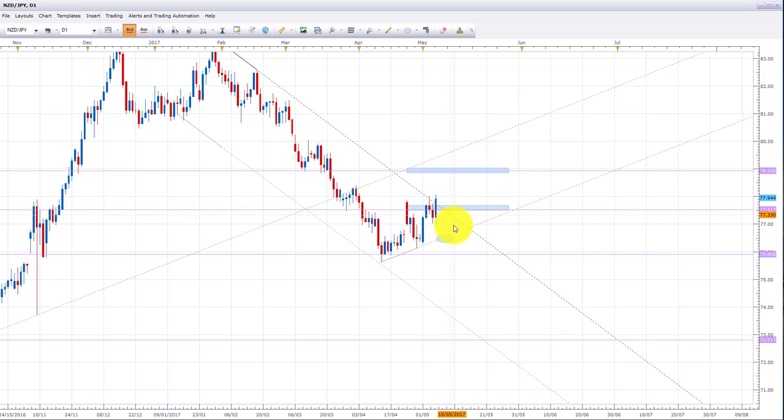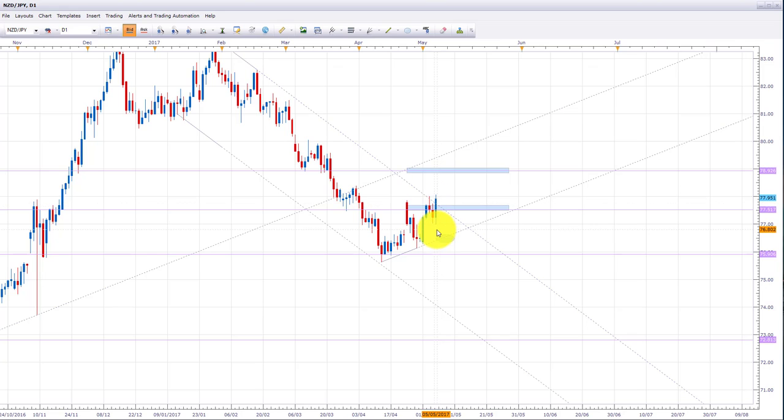If, on the other hand, we get a breakdown below here, I am expecting a test of this wedge bottom, because as you can see, this is a down channel. But with this, it does also become a wedge between these two lines here. So if we get a bounce from here, I'm looking for the wedge bottom at 76.53.